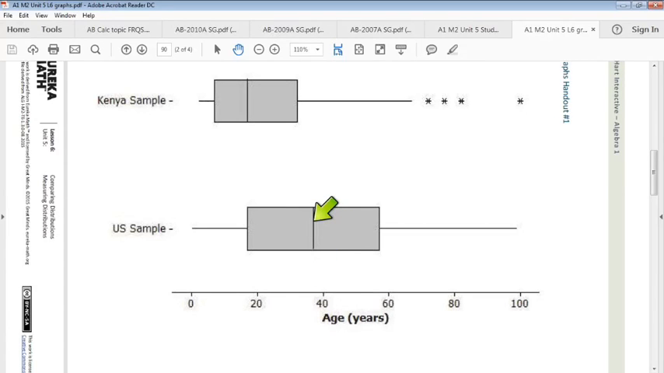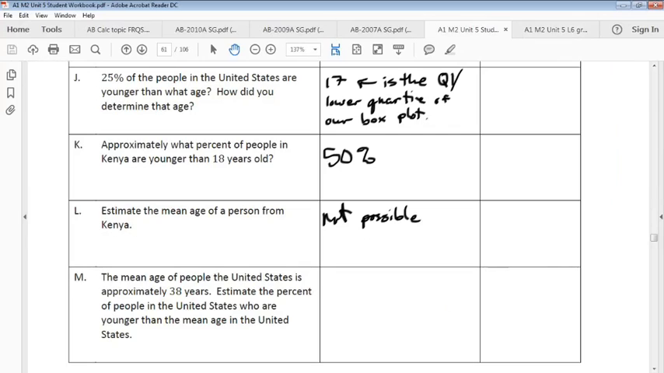So that means, to answer our question, the question said, estimate the percentage of people that are younger than this age. Well, that looks like 50% to me. So we can go back to this and we can write 50% on this one also. 50% of the people are younger than 38 years old.